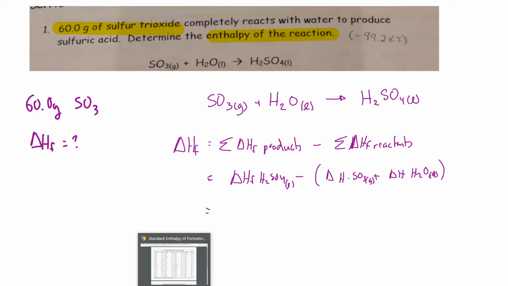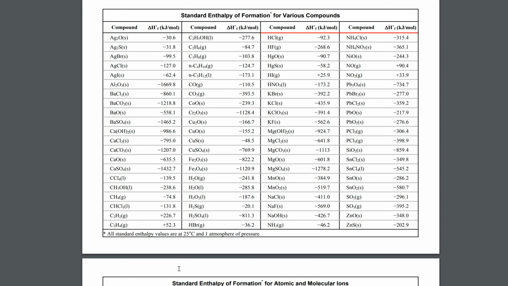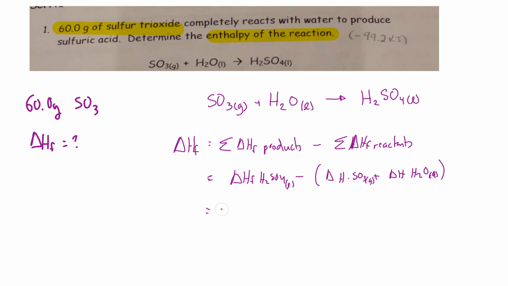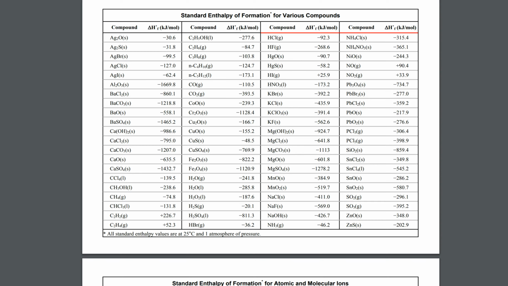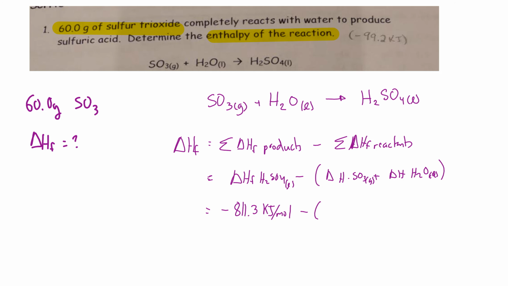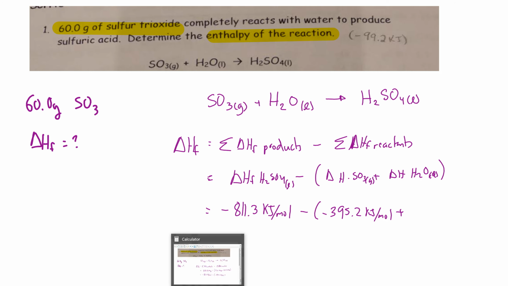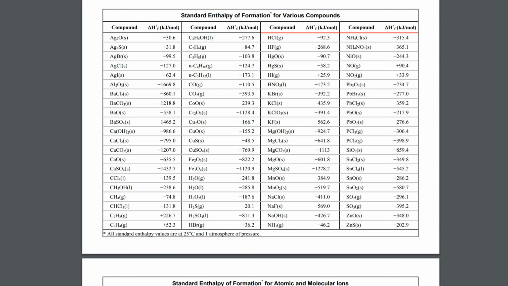You can use the table in the back of your book. I have one right here. H2SO4 is minus 811.3 kilojoules per mole, minus SO3, minus 395.2 kilojoules per mole, plus H2O. I have liquid, minus 285.8.